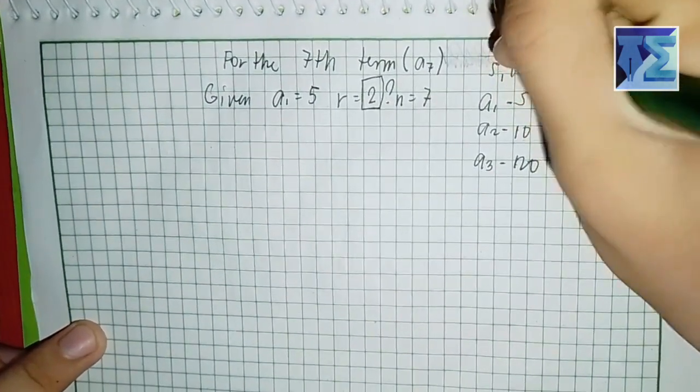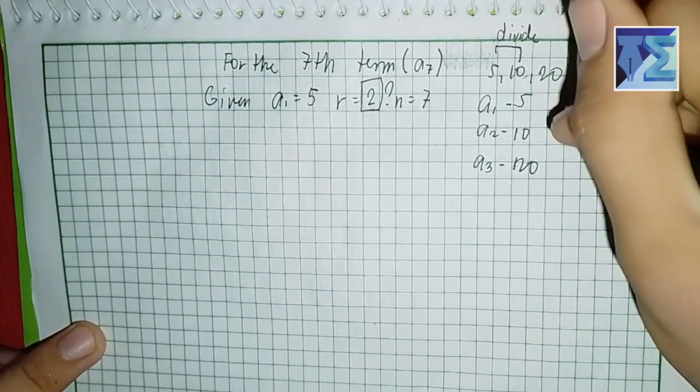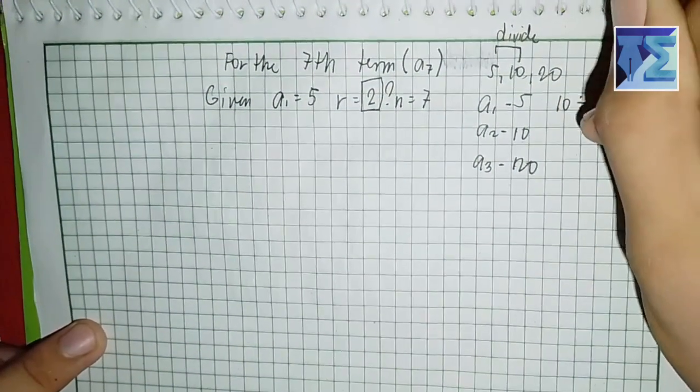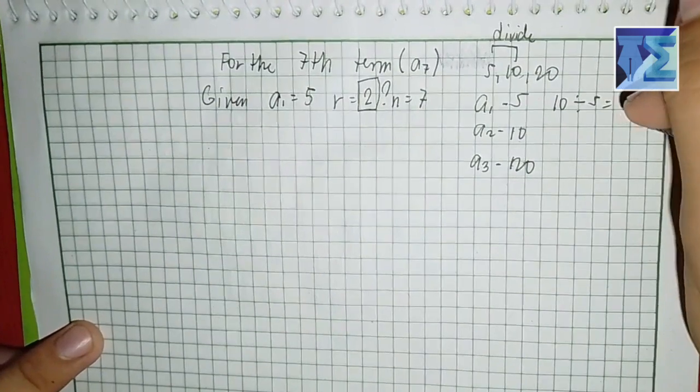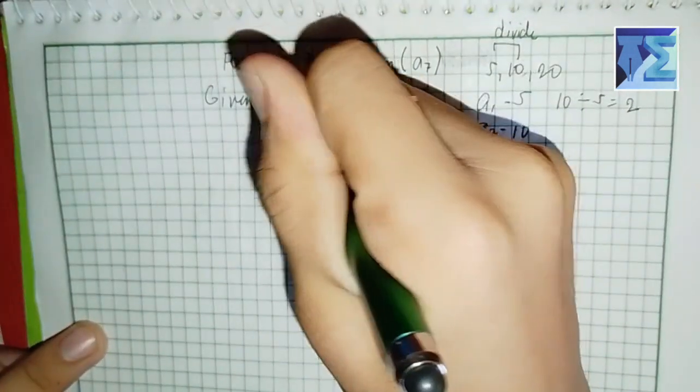So 10 is divided by 5. So 10 divided by 5 is 2. Therefore, the common ratio is 2.